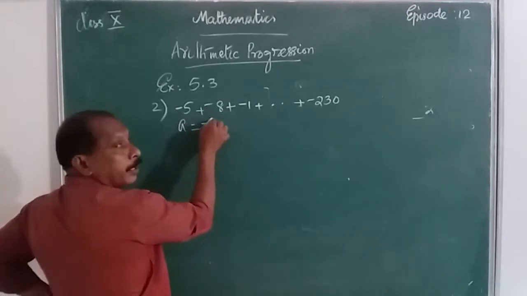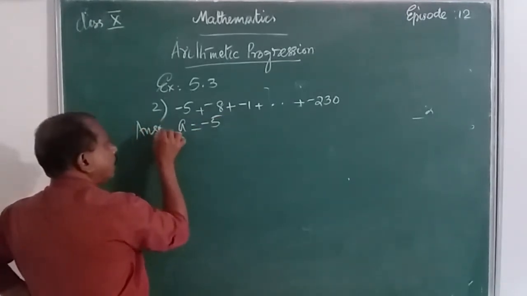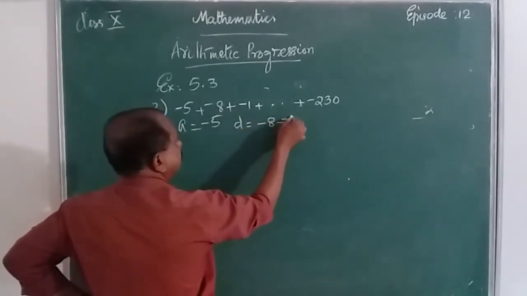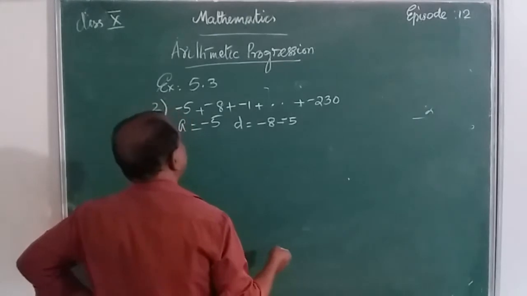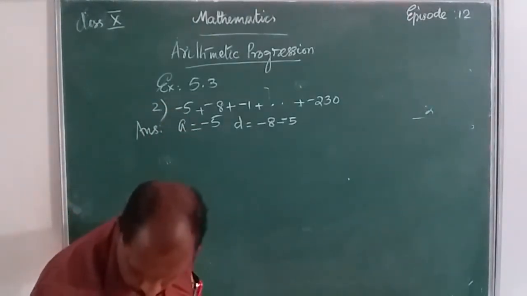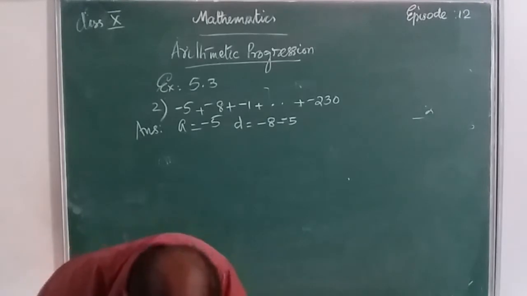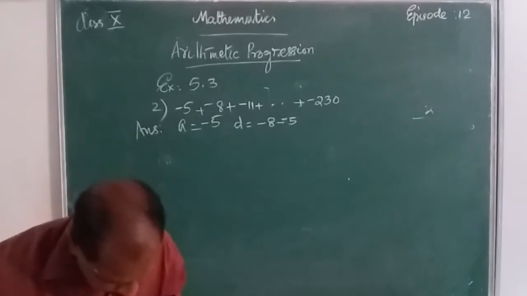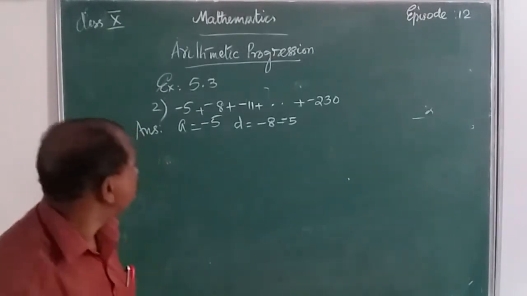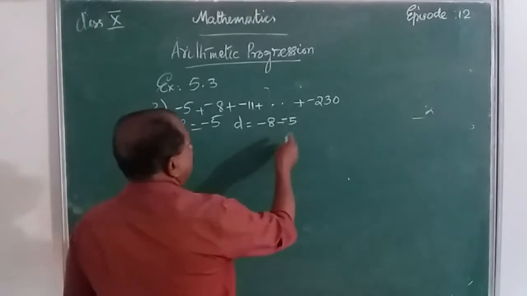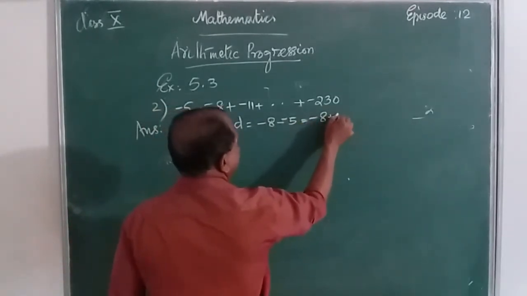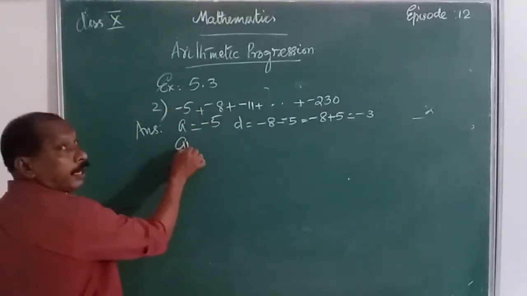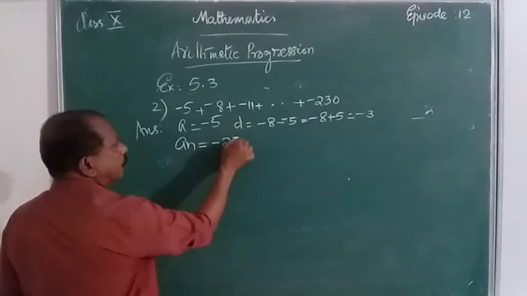A is equal to minus 5, that's the answer. D is equal to minus 8 minus minus 5, that is equal to minus 8 plus 5, that is equal to minus 3. The last term, that is an, is equal to minus 230.